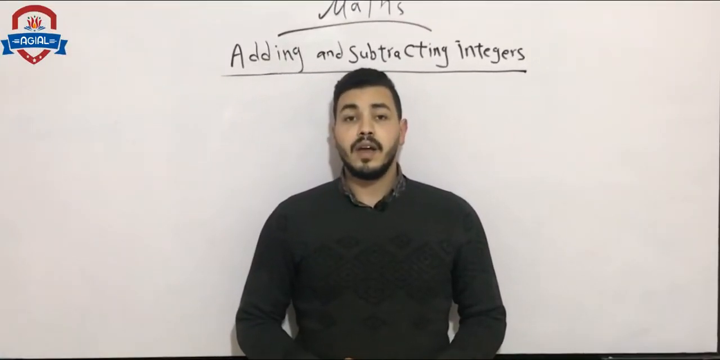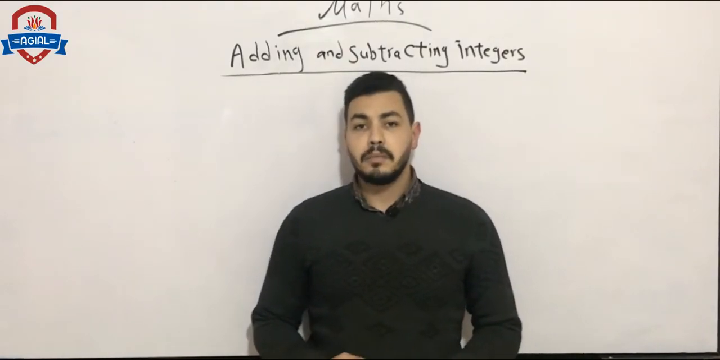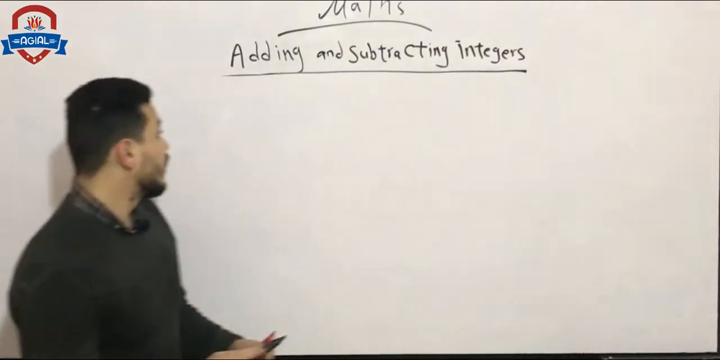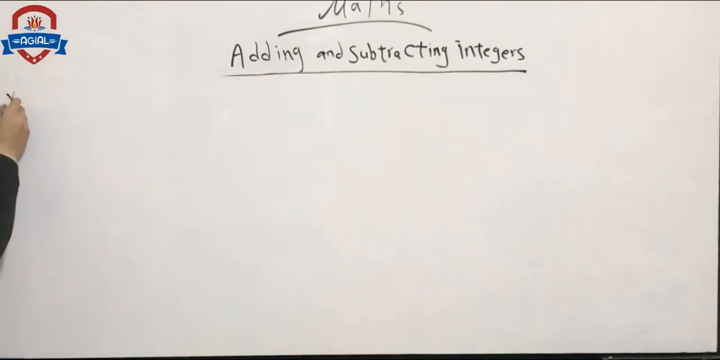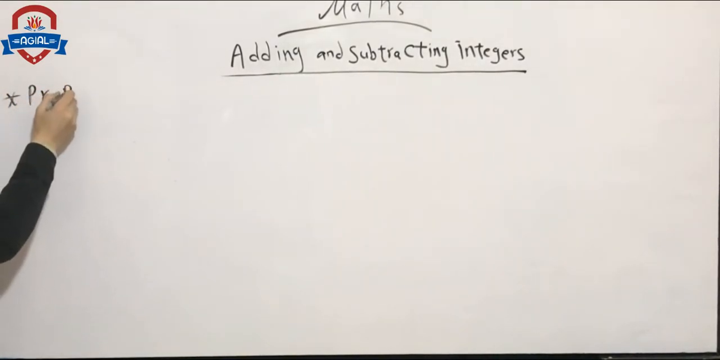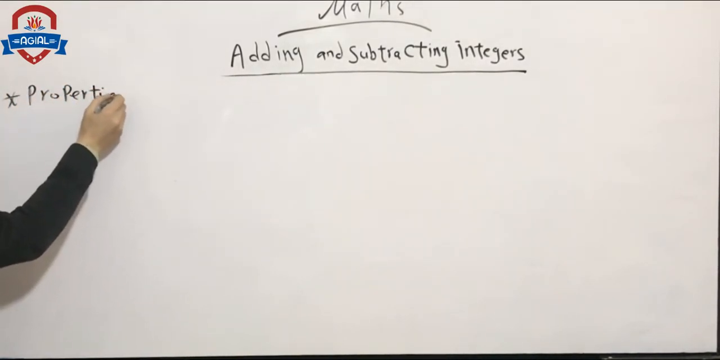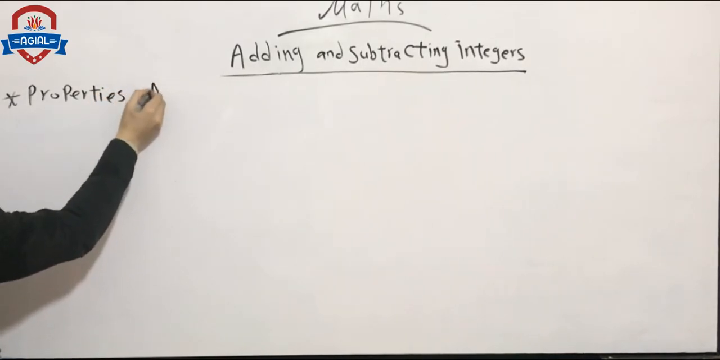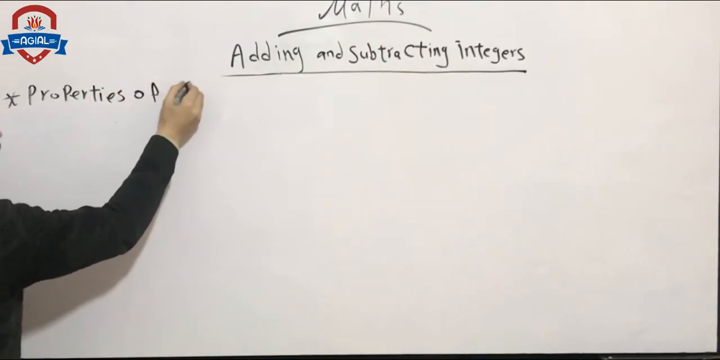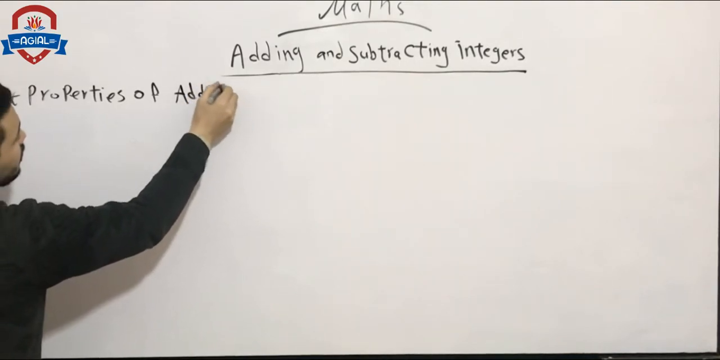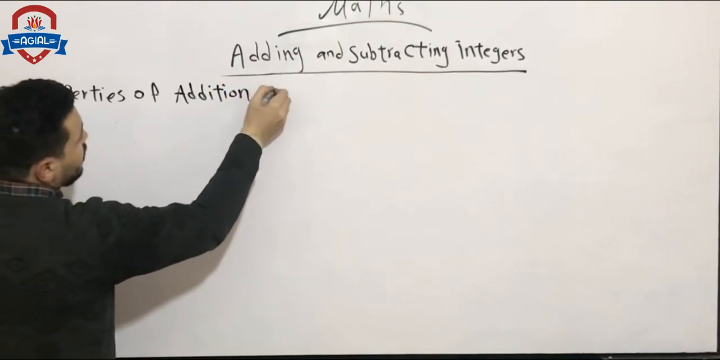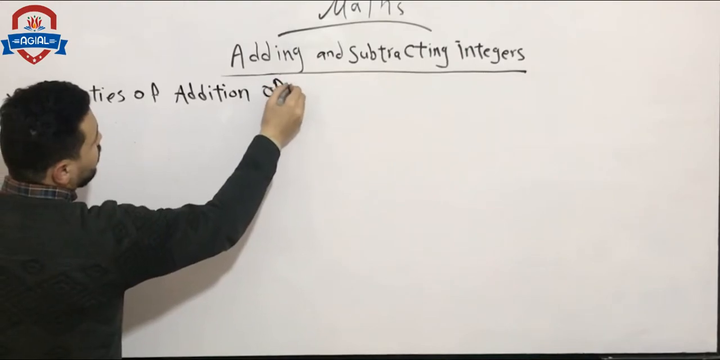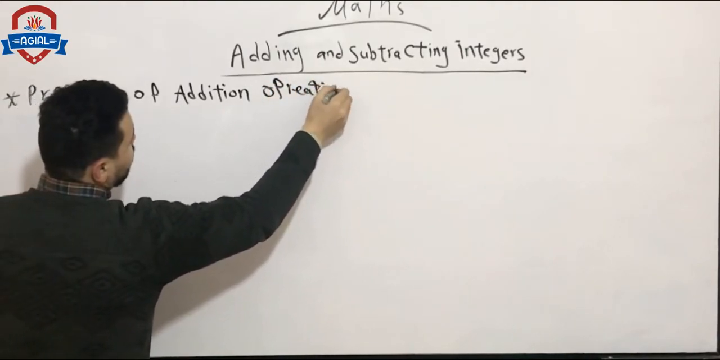And now after we have learned how to add two integer numbers, we need to learn the properties of the addition operation in Z.